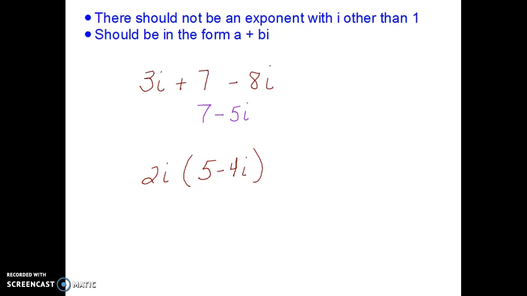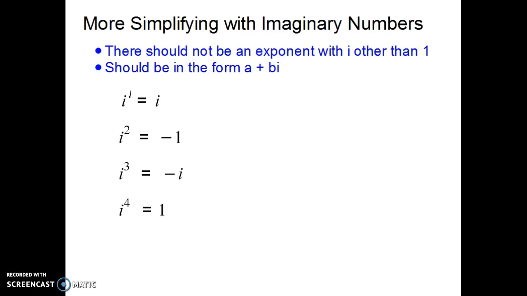The second example is just using the distributive property. So I'm going to multiply my two first terms. Next one I multiply the 2i and the minus 4i. I'm going to have a minus 8i to the second power. I can't have an exponent other than a 1 with my i. So I'm going to refer back to this list.